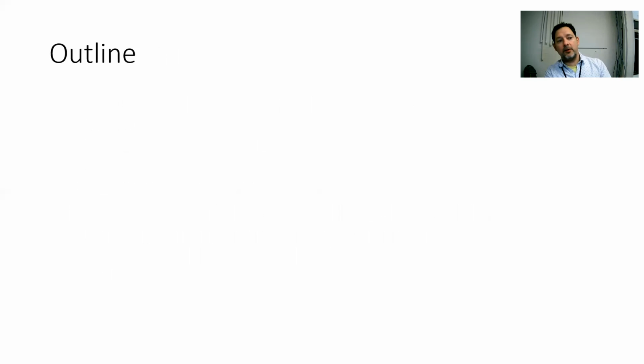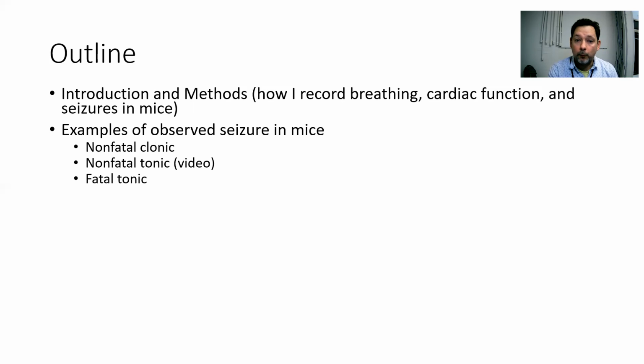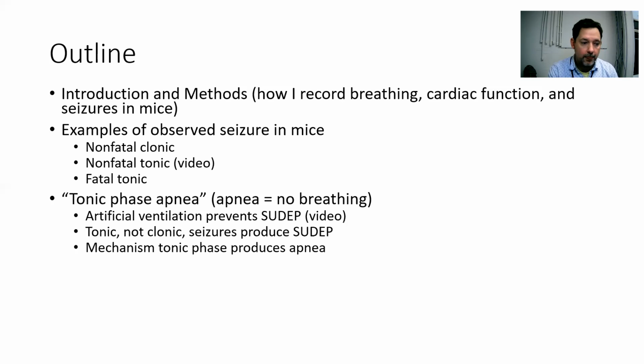I wanted to cover the significance first, but then a brief outline, just so you know where I'm going in this presentation. I'll talk a couple slides about introduction to the systems that I study, and then how we do it. Then we'll talk about the different types of seizures these mice have, notably tonic and clonic seizures. I'll show a video of a tonic seizure, because that's the important one for what I've observed, which will be an example of tonic phase apnea. If you search this term, you may or may not find much about it. It's a term that I'm kind of inventing, I suppose.